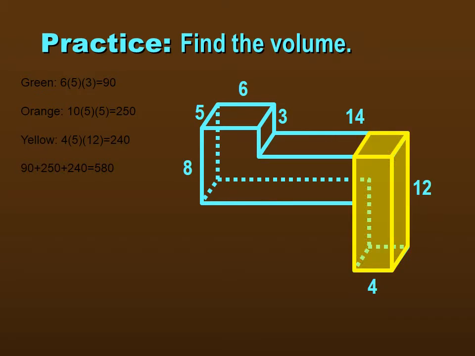The yellow piece: we've got a length of 4, and we need the width. The width is going to be 5 because it matches this piece, which is 5. So the width is 5, and we have a height of 12. Length times width times height, we end up with 240 units cubed. So we're going to add all of the rectangular prisms together, and we get 90 plus 250 plus 240, which gives us 580. Remember, it has to be units cubed.